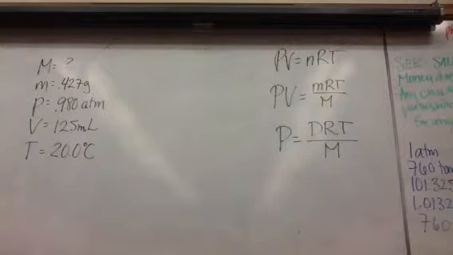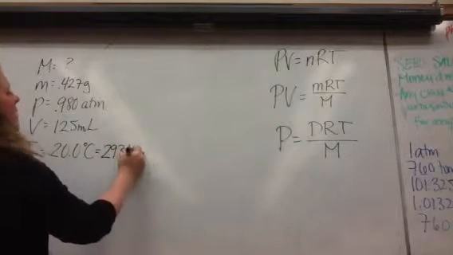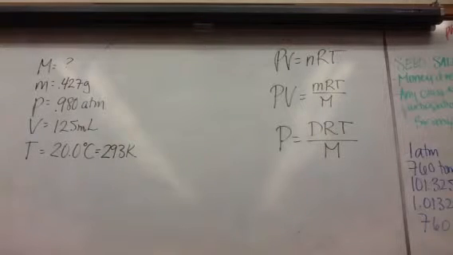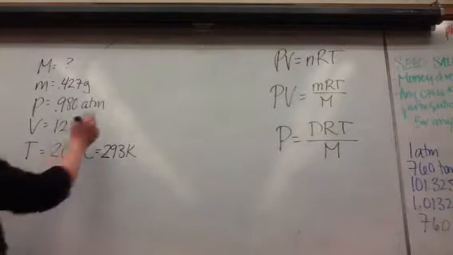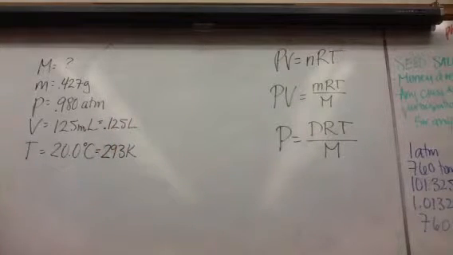Sure. Do we need to do any converting? Temperature in Kelvin. And volume in liters. We have to put the volume in liters now. Why? Because the ideal gas constant, one of the units embedded in that is liters. 0.125 liters. So it's 1,000? Yep.